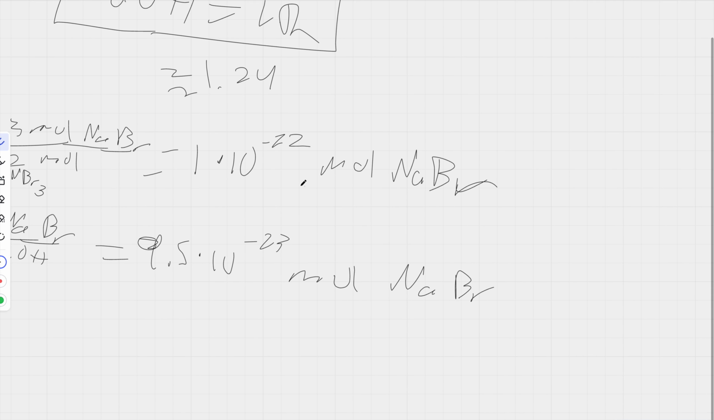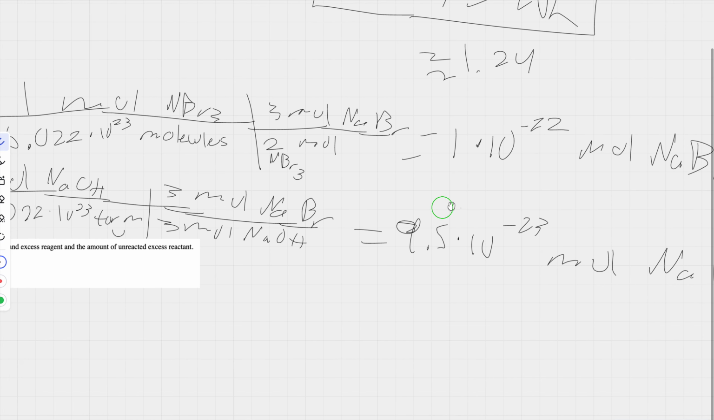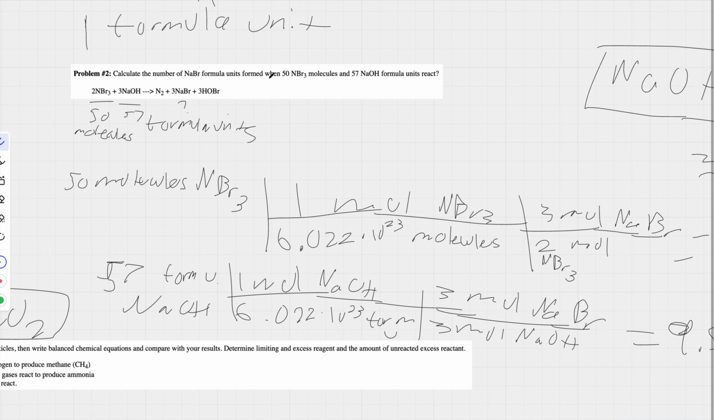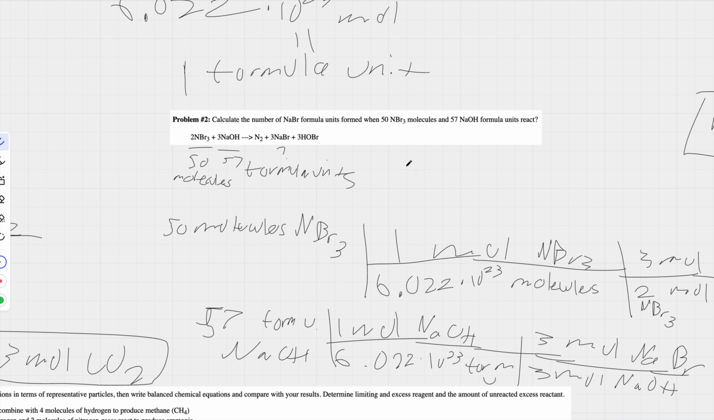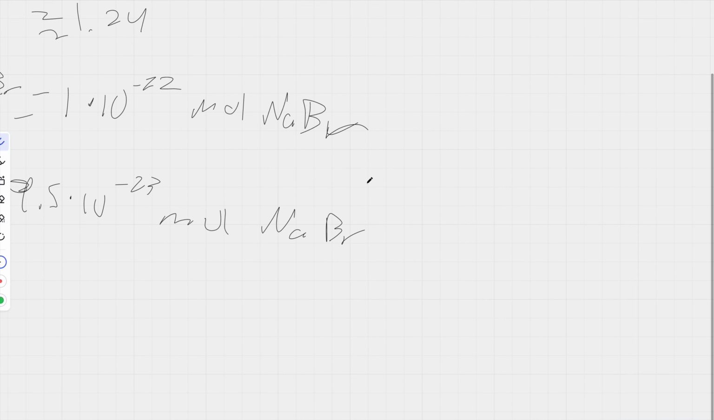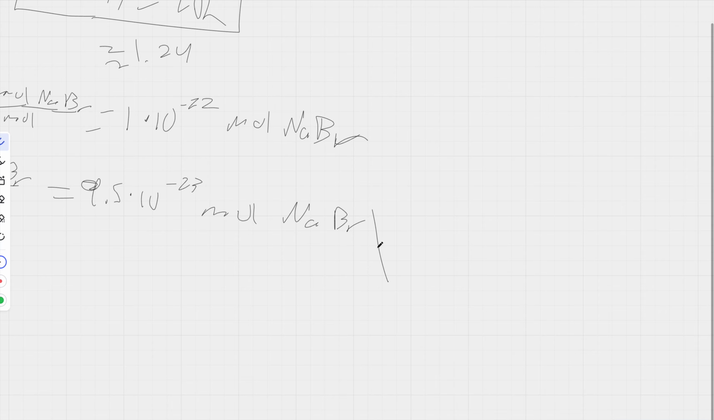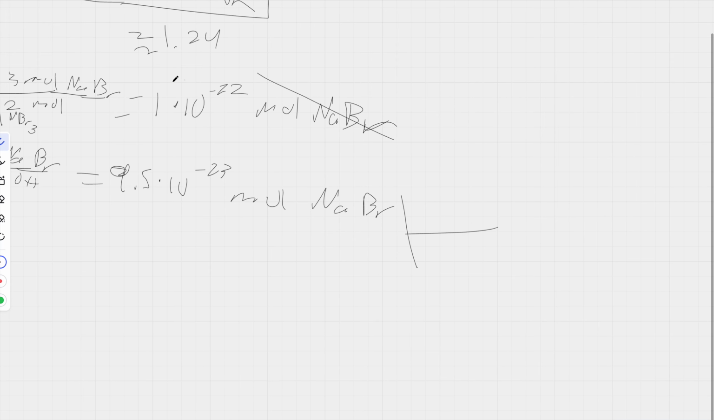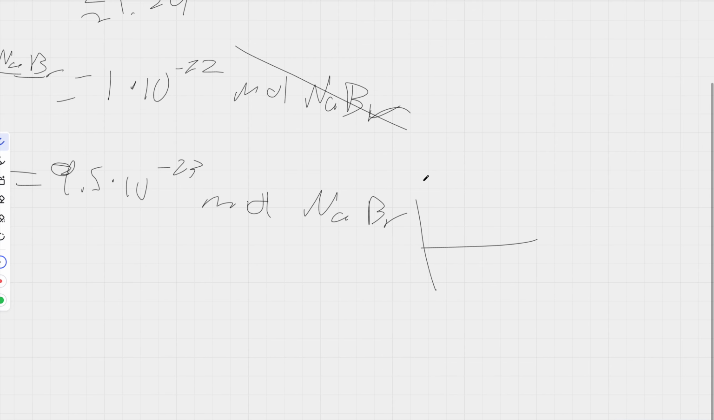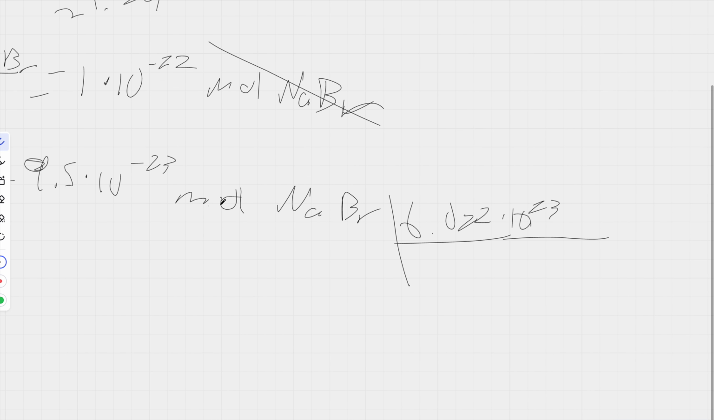So now, given that this is the limiting reactant, it is asking us to find the number of formula units formed when these two are combined. So now we do this the other way around. We're given this number, this is X. Now you multiply this by Avogadro's number to get the number of formula units for this amount of moles.